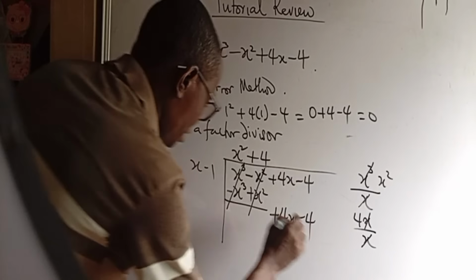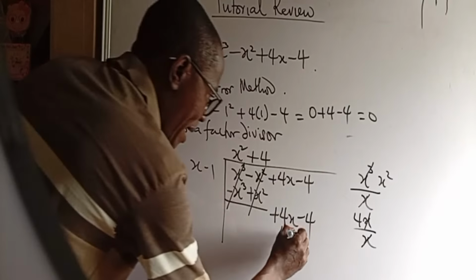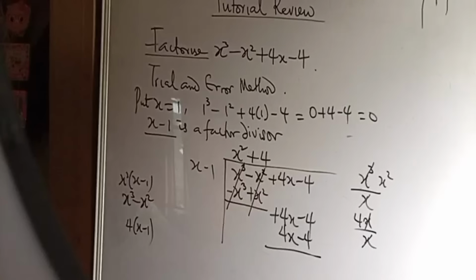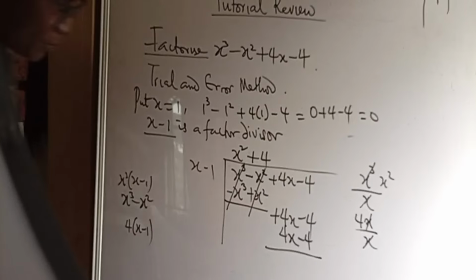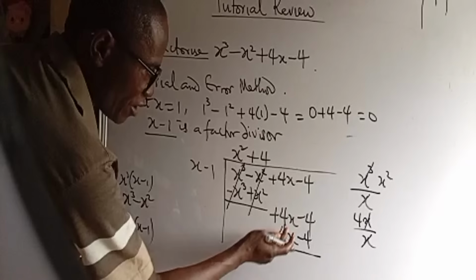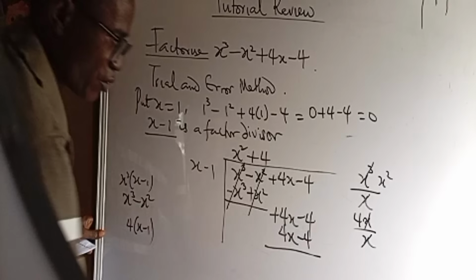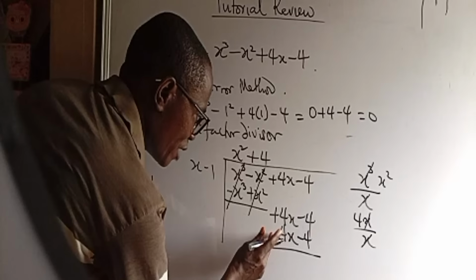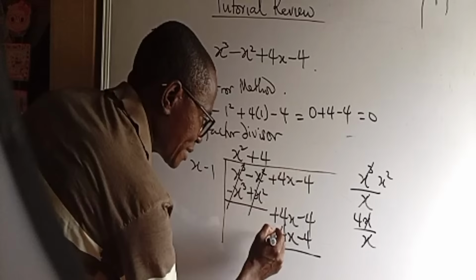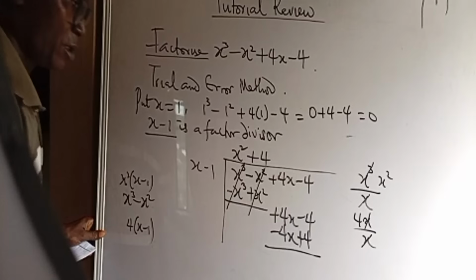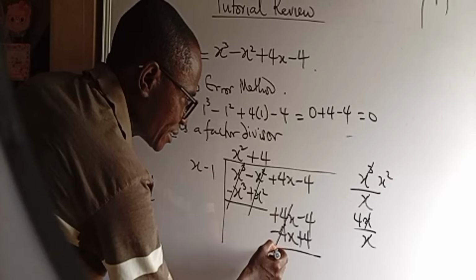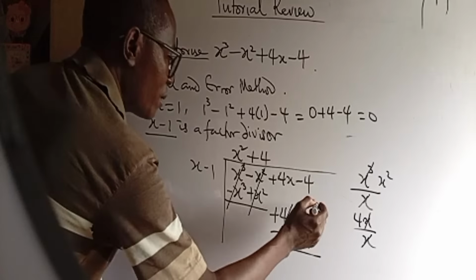4x. Good. 4 times minus 1 is minus 4. Fine. You can see that what you have up is what you have down. So in this case now, everything will be 0. Let's try. By the time you say subtract the one below from the one up, this one will change to plus. So plus 4x minus 4 is cancelled. Minus 4 plus 4 cancelled.